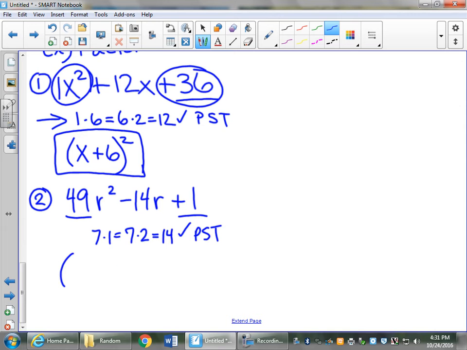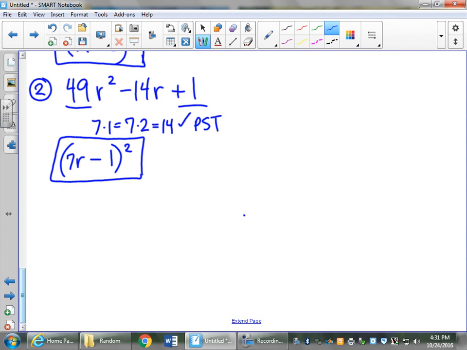So factors are identical. Square root the a and the c again to get 7r and a 1, and you take the sign of the middle term. They're both the same, so you can either write it twice or square that factor. I'll accept either or.